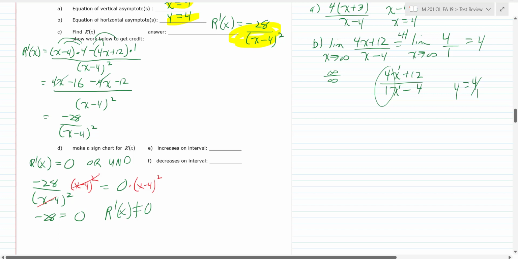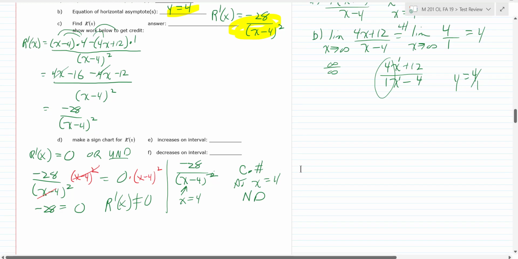But don't forget, you also want to find where it is undefined. And you can do this in your head. If the first derivative is negative 28 over (x minus 4) squared, if x is 4, you have a 0 denominator. So you're going to have a critical number at x equals 4, and your function is not going to be differentiable there. Don't forget, critical numbers can either be where the derivative is 0 or where it doesn't exist.